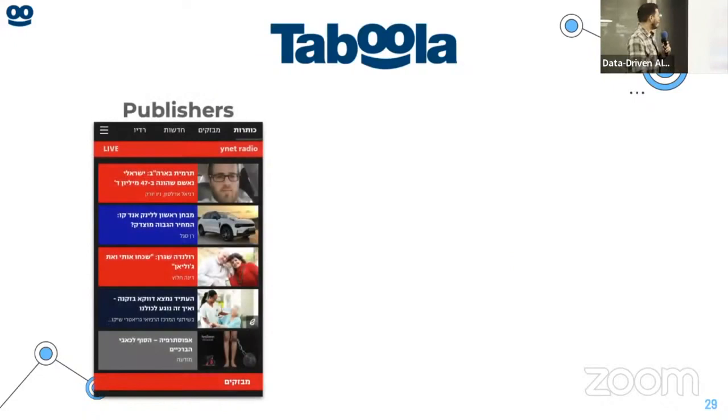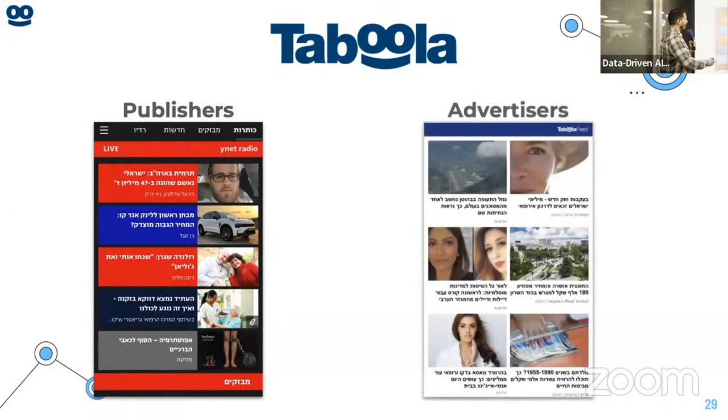Taboola is one of the largest content recommendation platforms in the world. What it means is that we have two types of customers. The first one is publishers, like news sites such as Ynet, CNN, NBC, MSN.com, that have news articles. The other type of customers is the advertisers, whose goal is to sell their product or service by putting the advertisement in the news place. So these are the customers that we focus on.